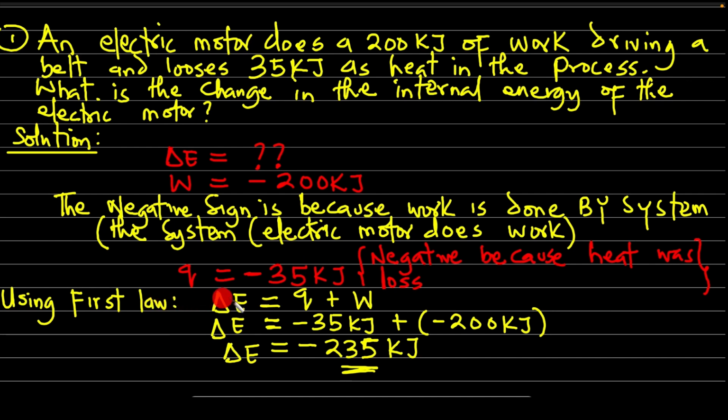So using the first law of thermodynamics, delta E equals Q plus W. Our Q here was minus 35 kilojoules. So I put down minus 35 kilojoules plus our work done here, which is minus 200 kilojoules. So I insert minus 200 kilojoules here. When I carry out this simplification, we have minus 235 kilojoules as the change in internal energy.